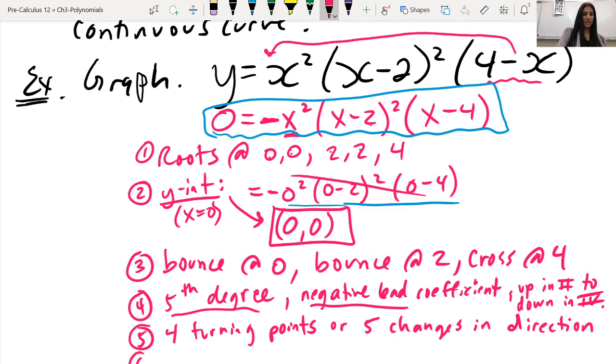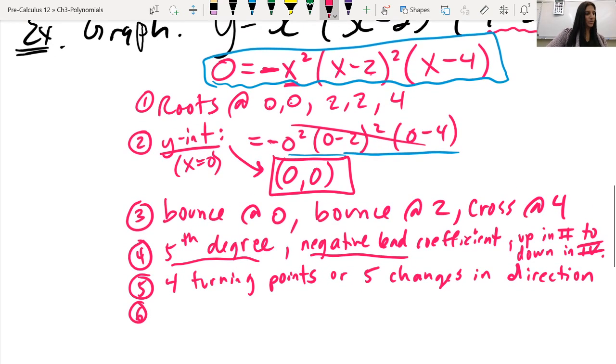Step number 6, we want to test points between, okay, I'm going to actually write it out. Test points between our zeros. So between 0 and 2.